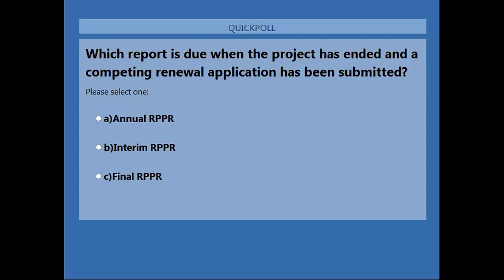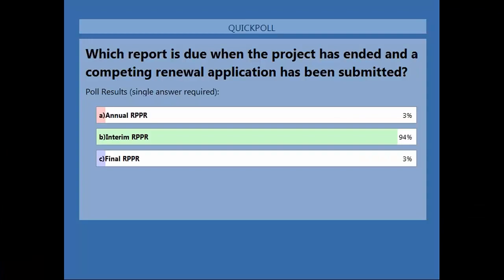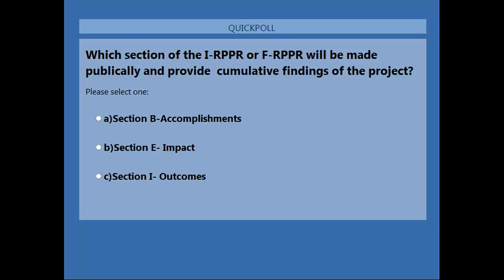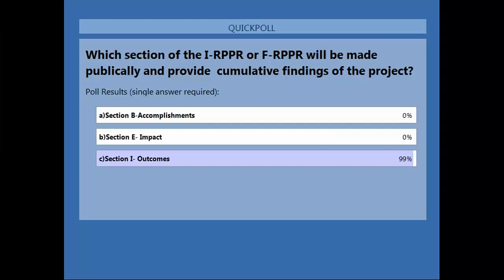Next question. Which report is due when the project has ended and a competing renewal application has been submitted? The answer is B, interim RPPR. All right, which section of the interim or final RPPR will be made publicly available and provide cumulative findings of the project? Okay, the answer is outcomes. Good job, you guys. Know your stuff.